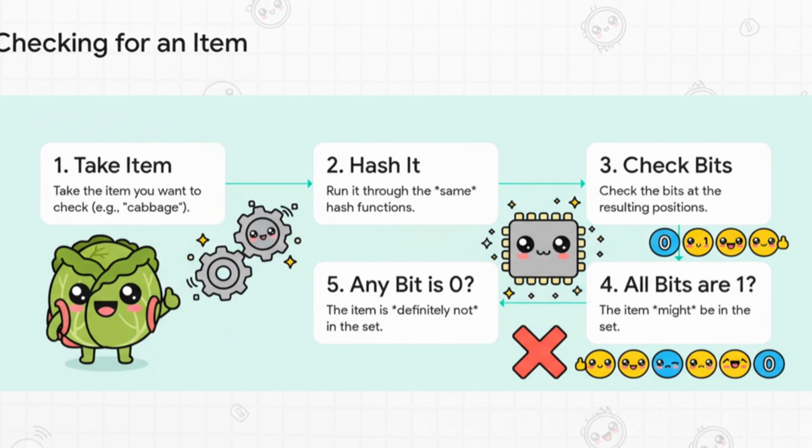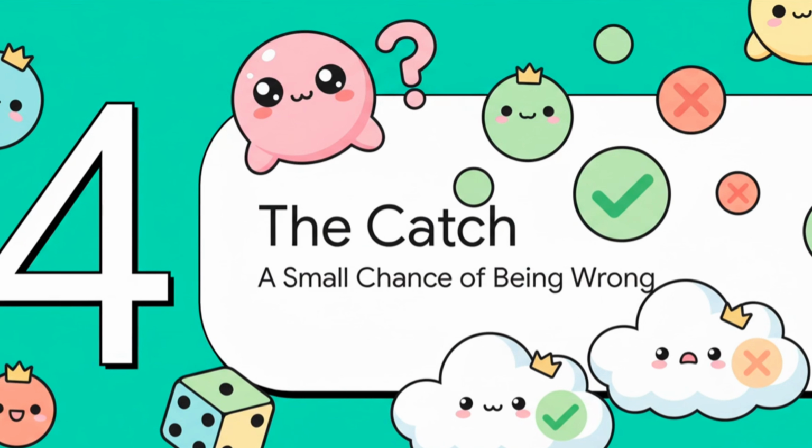But if all the bits are 1s, well then we can only say it might be in the set. And you probably just caught that all-important word, might. This is the catch. This is where the whole probabilistic thing comes into play. It's not perfect, but weirdly enough, its imperfection is its greatest strength.